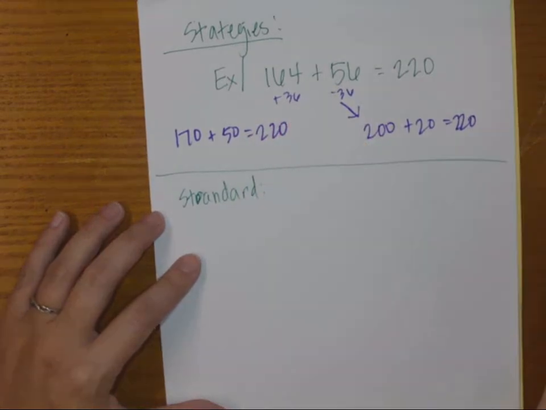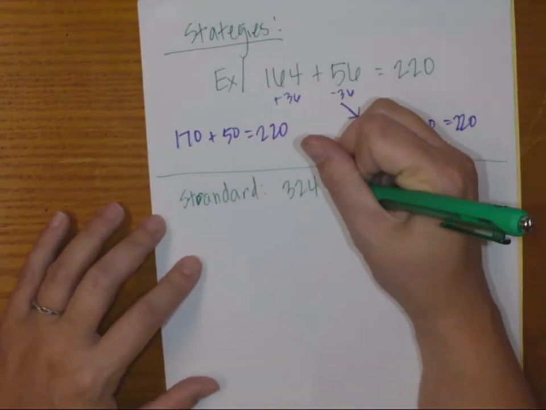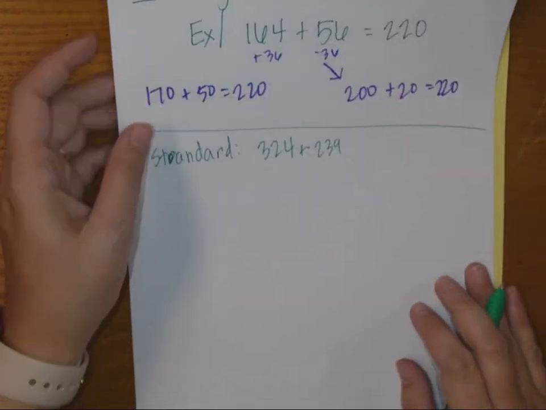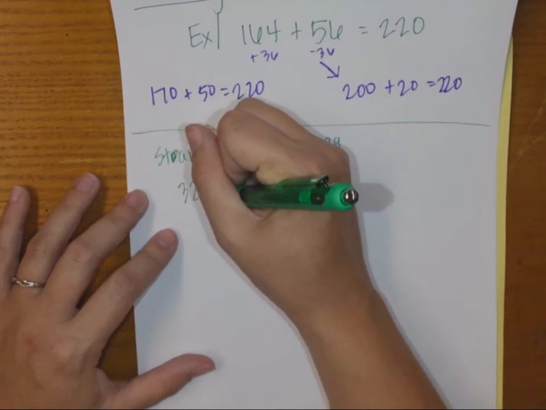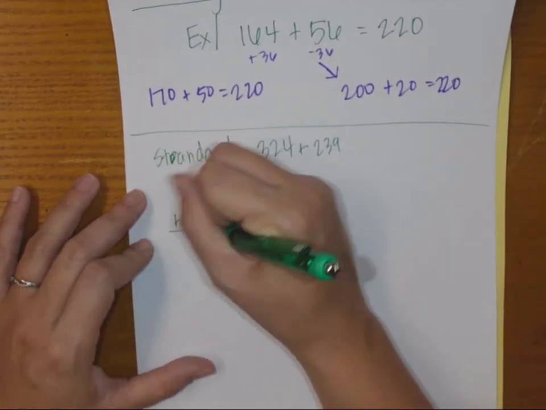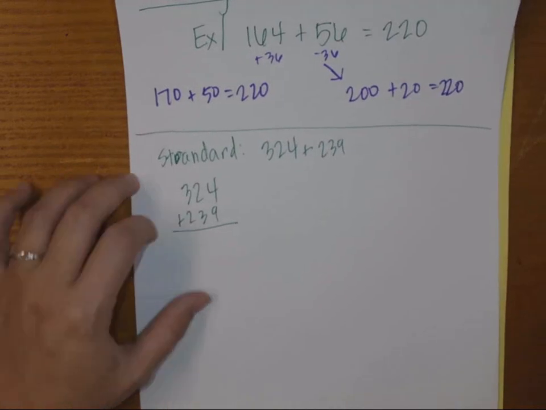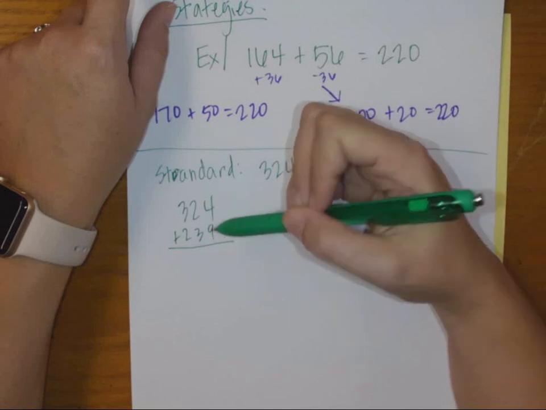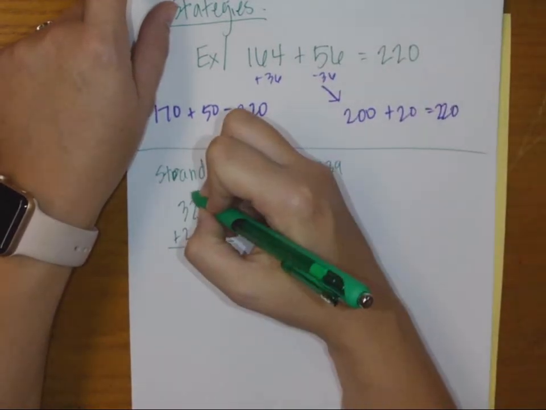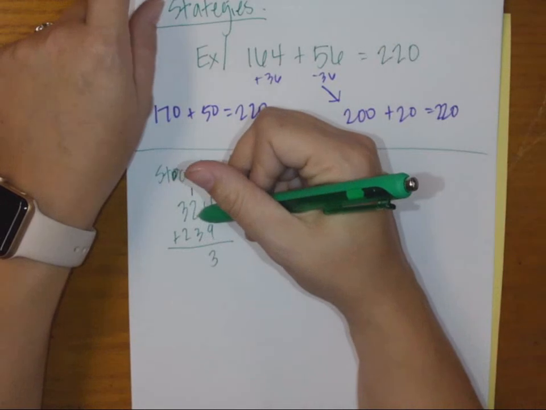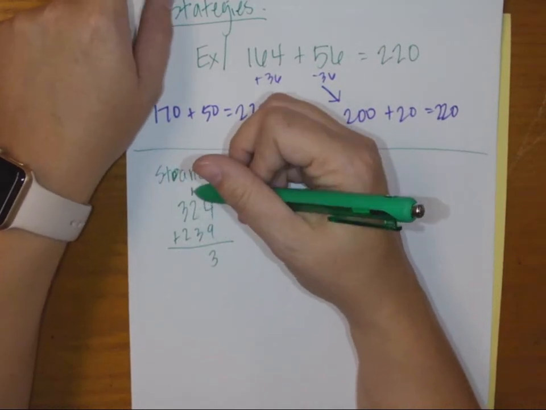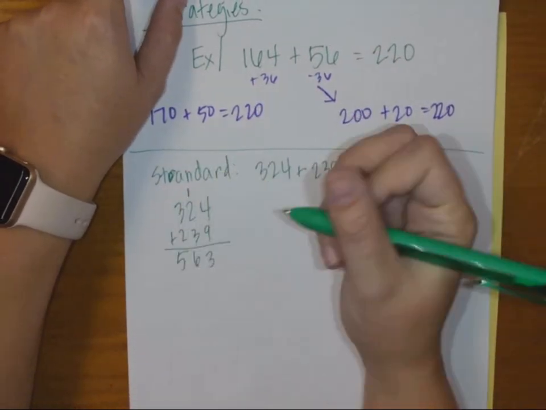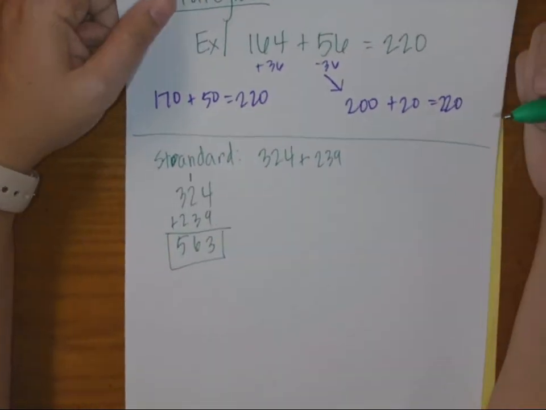So this is the standard form. If I wanted to add the number 324 plus 239, the standard way to do this is adding it vertically, 324 plus 239. So with the standard form, just remember that you can't go left to right, you have to go right to the left. So I start off with 4 plus 9, and 4 plus 9 is 13. I carry my 1. 3 plus 2 is 5, plus 1 is 6. So I bring down the 6. And then 3 plus 2 is 5. So my answer is 563.